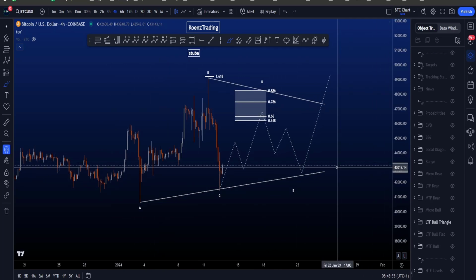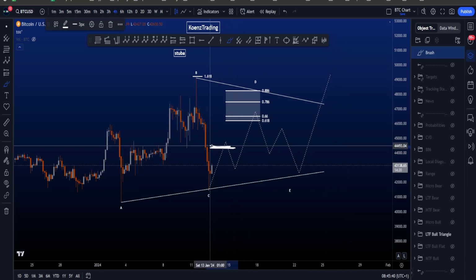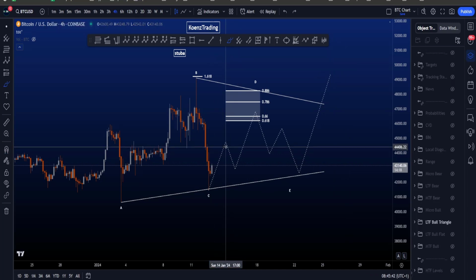Now it is still a little bit early to call a triangle. Let's see if price can first hit that 0.618 as mentioned just now. That would give more confirmation for price to move towards the upside.